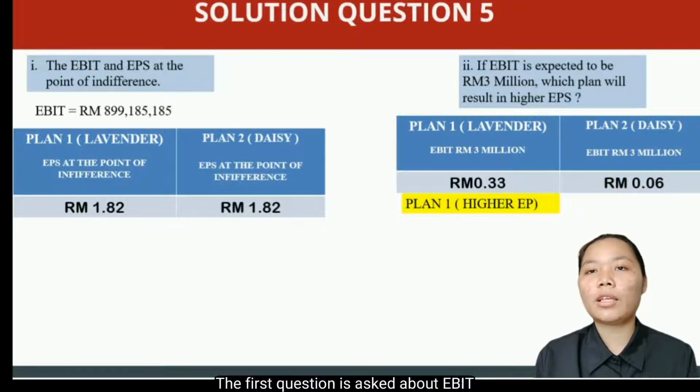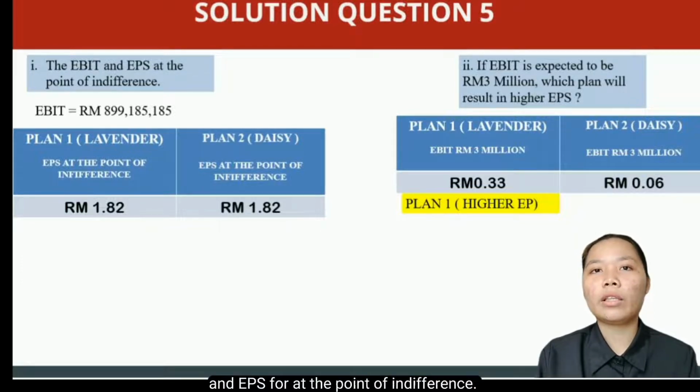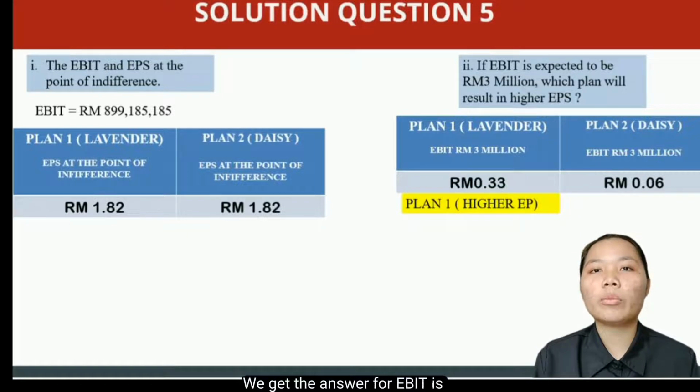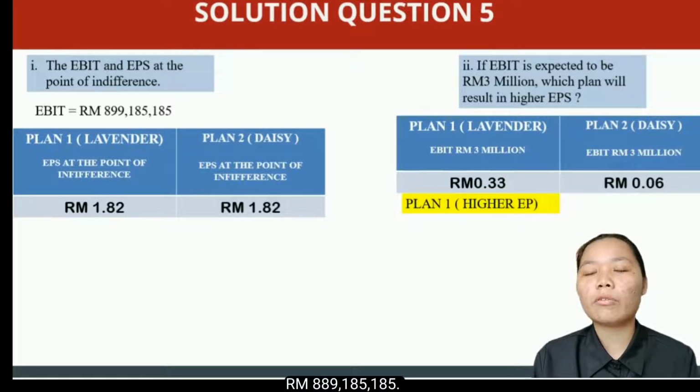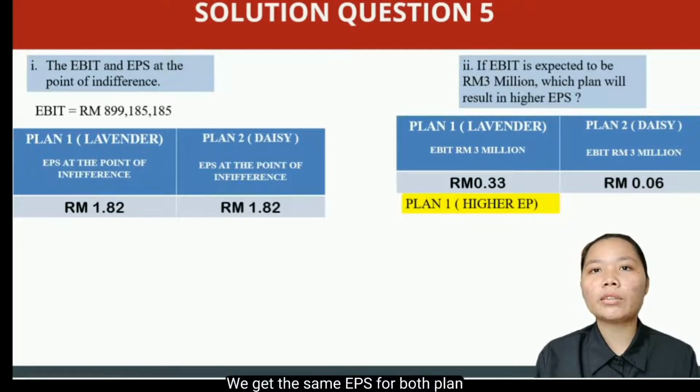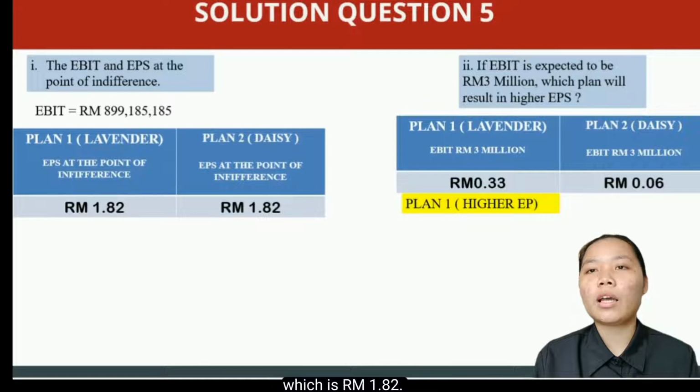I will continue this presentation for question 5. The first question asks about EBIT and EPS at the point of indifference. The first step is to find the EBIT at the point of indifference, and we get the answer for EBIT is RM 889,185,185. The next step is to find the EPS for each plan. We get the same EPS for both plans, which is RM 1.82.